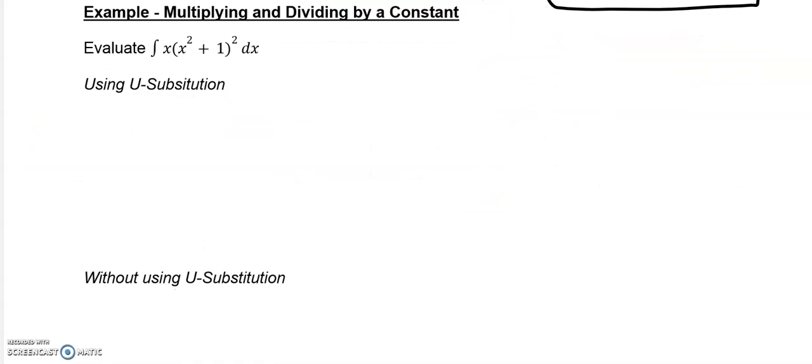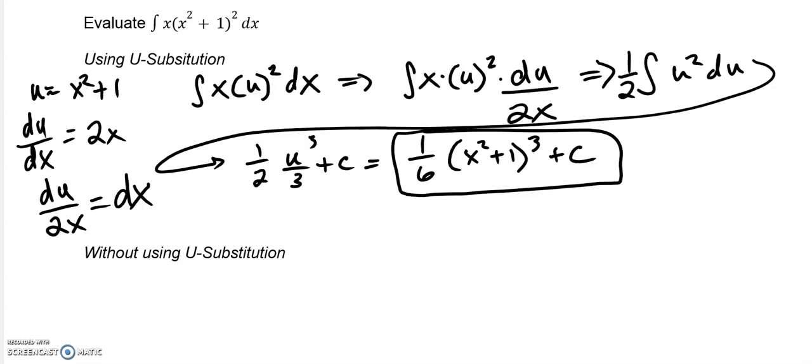All right, let's take a look at another one. And I want you to do this 2 different ways. See if you can figure out how to do this 2 different ways. Number 1, using u substitution. And then number 2, without using u substitution. So try both ways, with u substitution and without, and then come back to the video to see how you did. You should pause it and work on it.